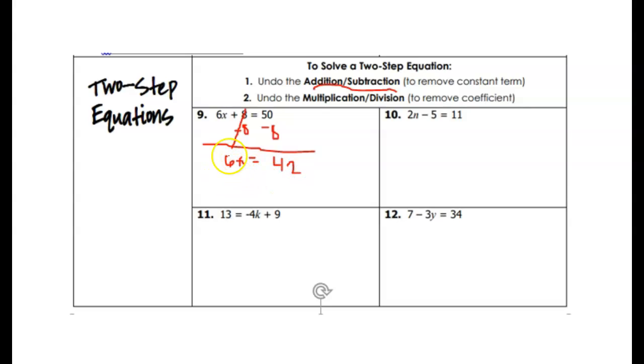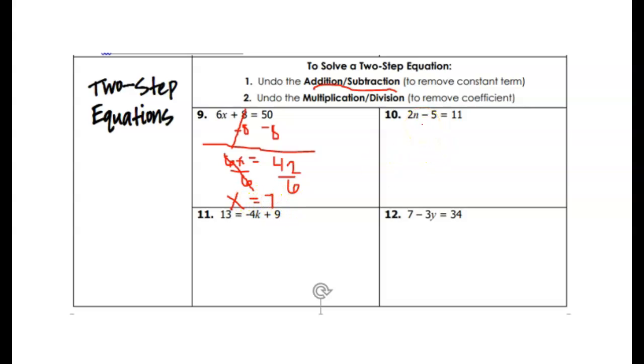Now I'm going to get rid of the multiplication. So you see how I worked backwards. I did addition and subtraction first, then I did the multiplication and division. So to get rid of multiplication by that 6, I'm going to divide by 6. Remember, inverse operations. I divide by 6 on both sides. On the left side, the 6's cancel. I've now gotten x by itself. On the right side, I got 42 divided by 6. Well, 42 divided by 6 is 7. So I know x equals 7. Once you get x by itself, you're good to go.